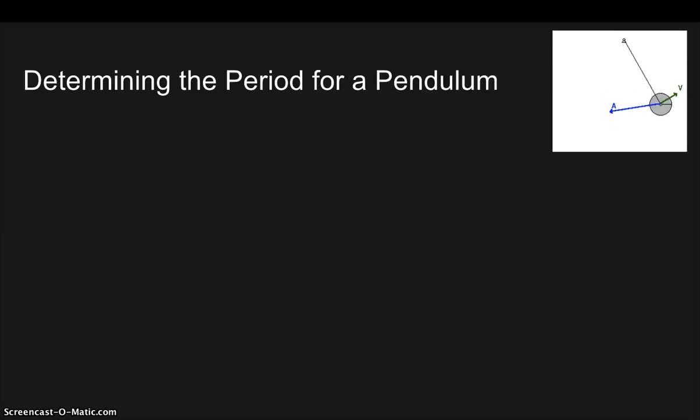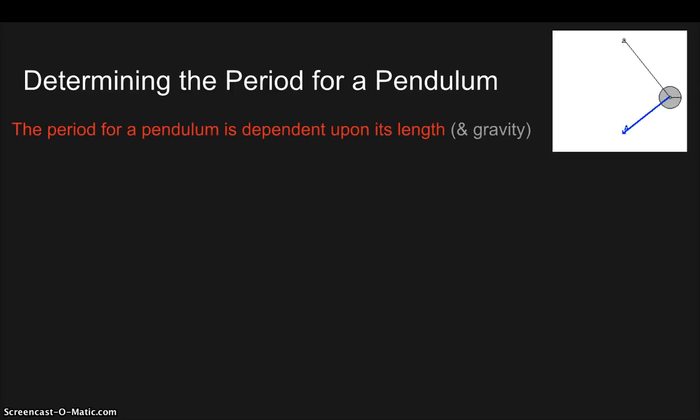A pendulum has a different formula for determining the period, but it is very similar. So the period for a pendulum is dependent only upon its length. We should have seen this in the lab. As long as we're dealing with pendulums that are on Earth, gravity would be constant. So that's not really going to impact us unless we have a problem where we're maybe not on Earth for some reason. But really we are concerned about the length.